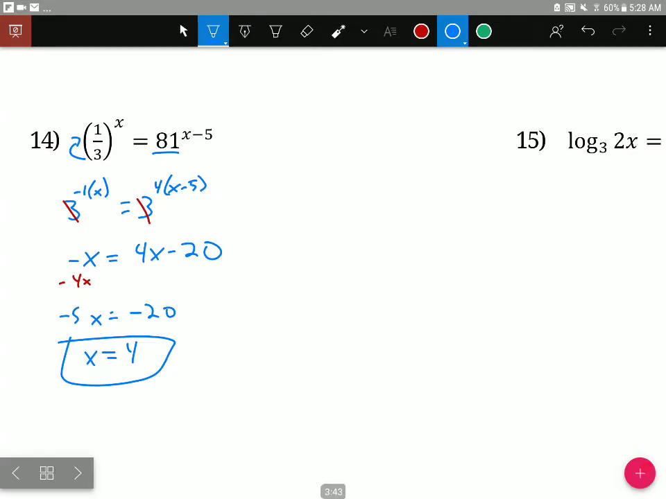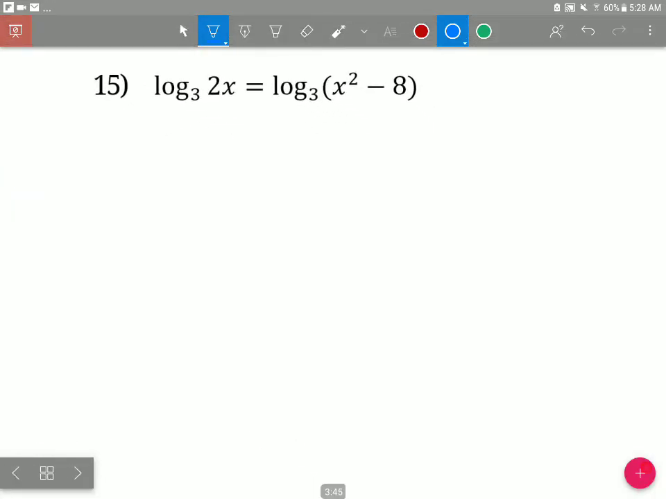Number 15. Number 15 is the exact same premise. You notice how both of these have the exact same log. Yeah, they do. So I can go like this. Yoink, yoink. All right, and everything has a log. It's not like an extra plus 2 out here or something along those lines. They are the same log. So this is just 2x equals x squared minus 8.